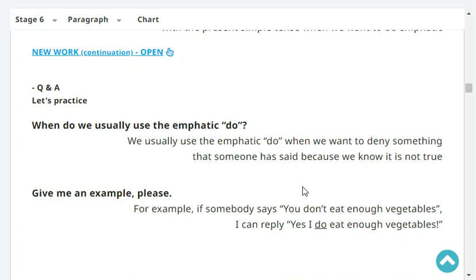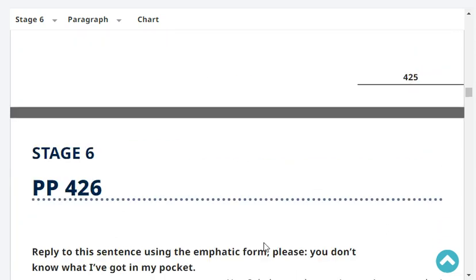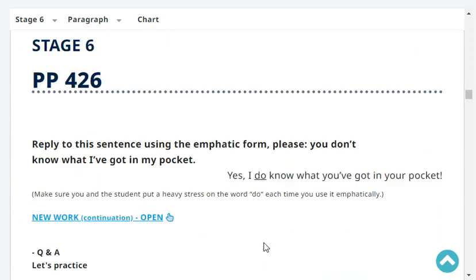Give me an example, please. For example, if somebody says you don't eat enough vegetables, I can reply, yes, I do eat enough vegetables. Very good.